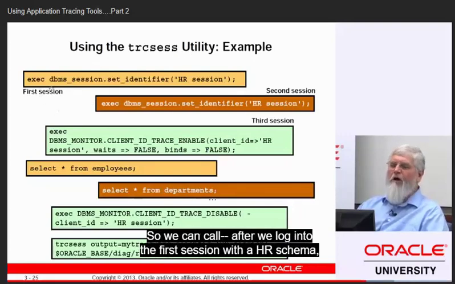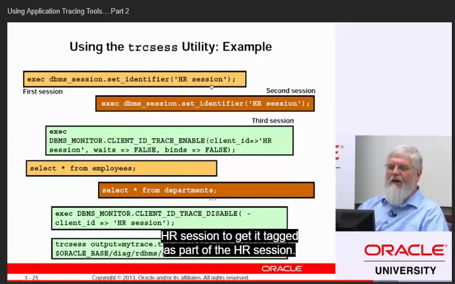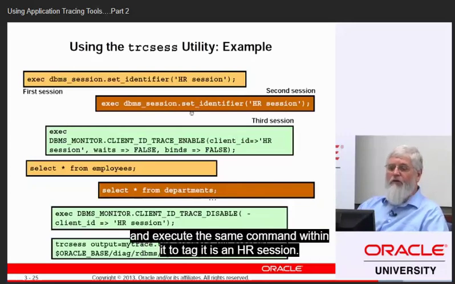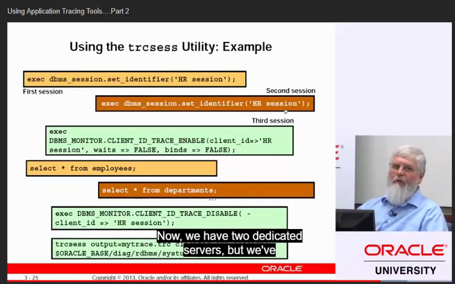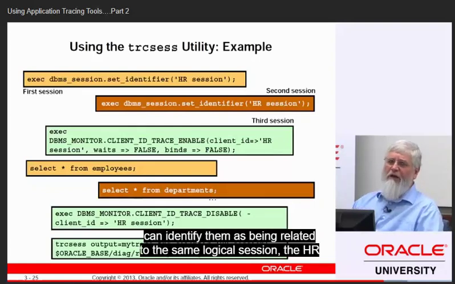So after we log into the first session with the HR schema or the HR account on the database, we can call DBMS session set identifier HR session, okay, to get it tagged as part of the HR session. Log in a second terminal window to the database, connect as the HR user, and execute the same command within it to tag it as an HR session. Now we have two dedicated servers, but we've tagged their output in the trace files so we can identify them as being related to the same logical session, the HR session.